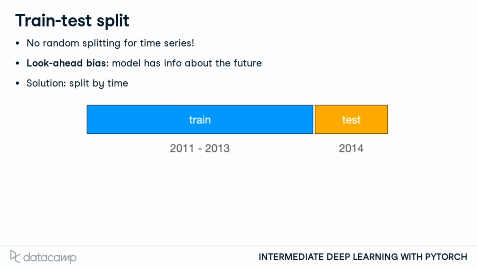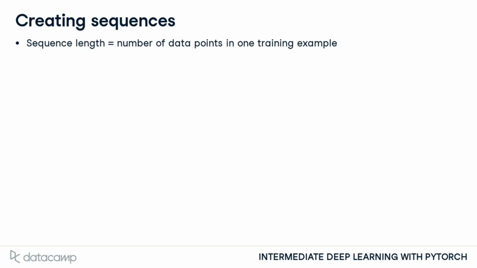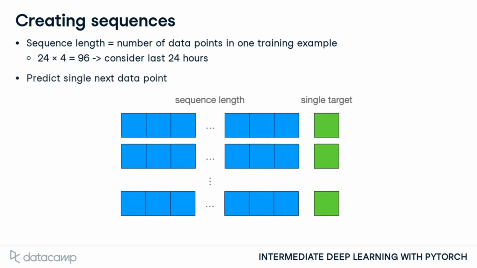We will train on the first 3 years of data and test on the 4th year. To feed the training data to the model, we need to chunk it first to create sequences that the model can use as training examples. First, we need to select the sequence length, which is the number of data points in one training example. Let's make each forecast based on the previous 24 hours. Because data is at 15-minute intervals, we need to use 24 times 4, which is 96 data points. In each example, the data point right after the input sequence will be the target to predict.